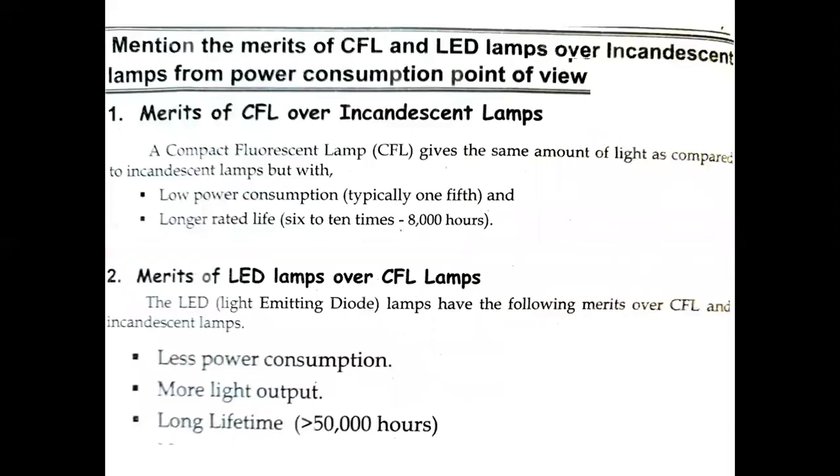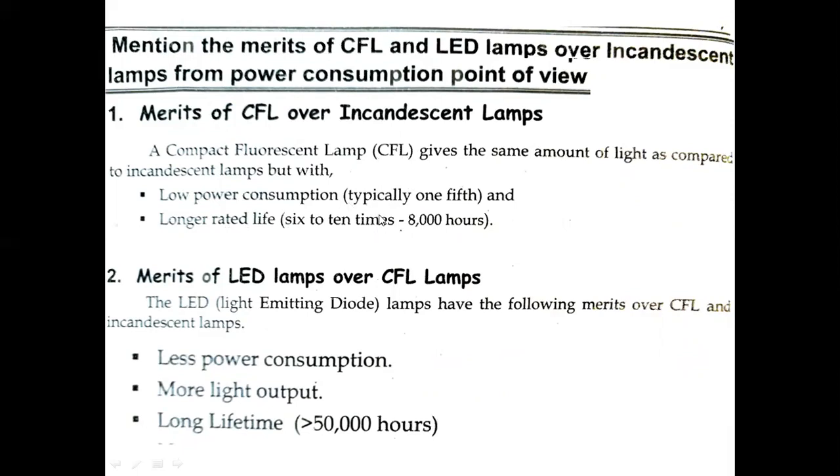Next, merits of CFL lamps over incandescent lamps. A compact fluorescent lamp gives the same amount of light as compared to the incandescent lamp, but power consumption is low, typically 1/5 of that consumed by an incandescent lamp. It also has a longer rated life, 6 to 10 times that of an incandescent lamp.